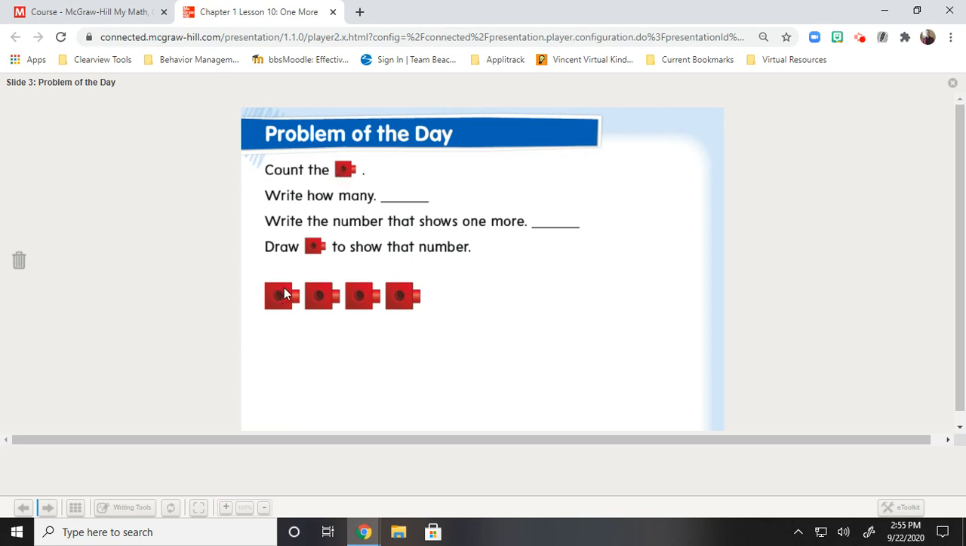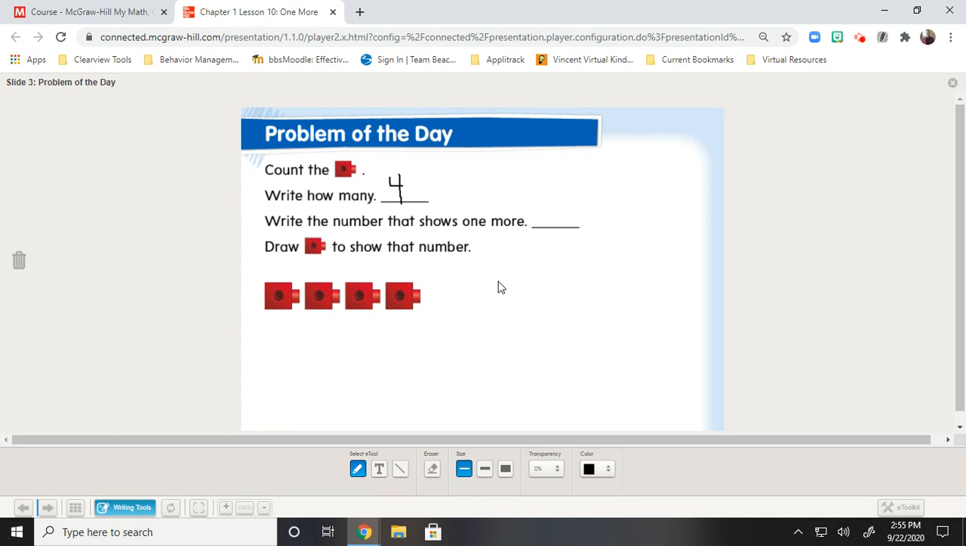Okay. 1, 2, 3, 4. 4 red blocks. Write how many. Let me go ahead and write my number 4. Down across and cut in half. I am number 4. It says write the number that shows one more.